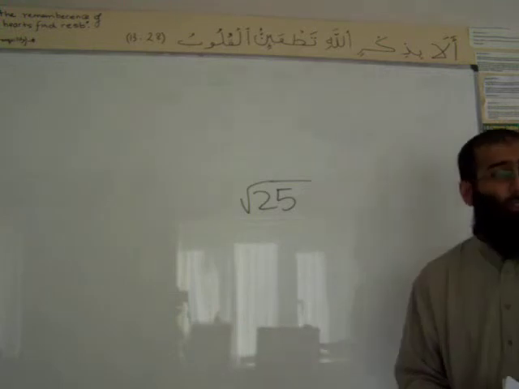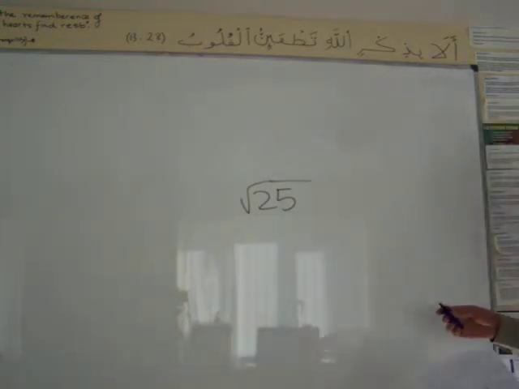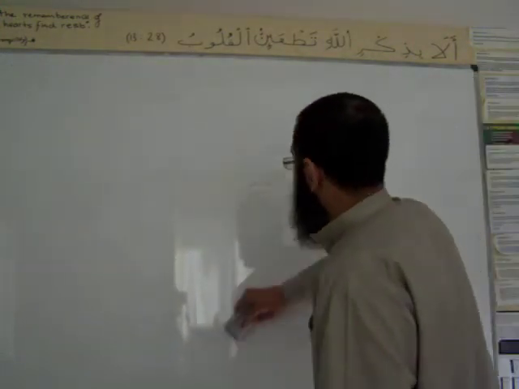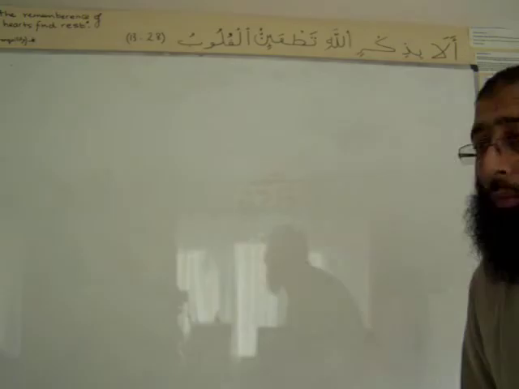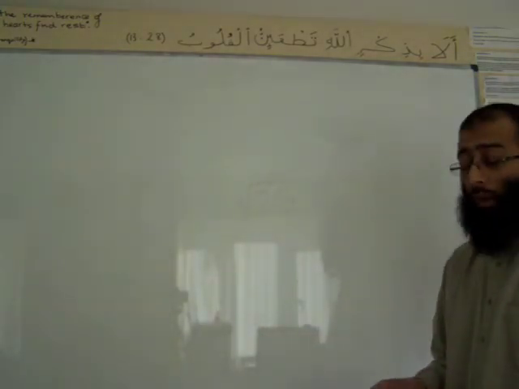Today we're going to look at how to do surds in the easiest way possible. We already have one on the board. We're going to be working through exercise 2B from C1.